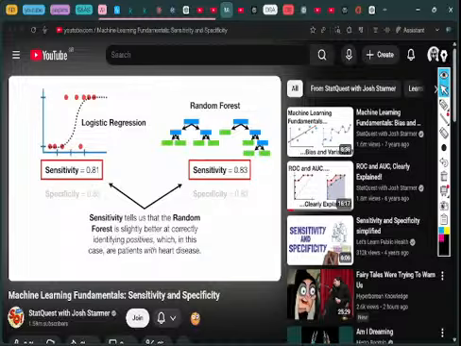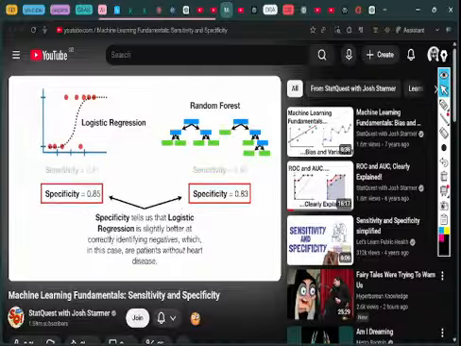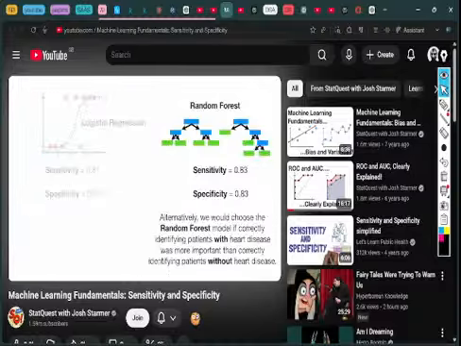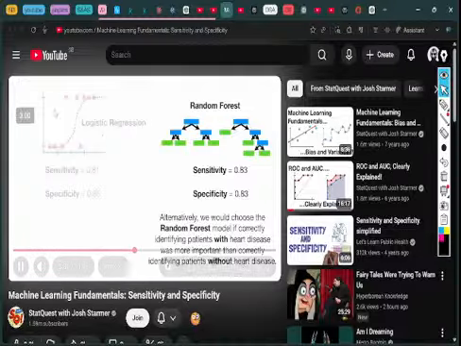Sensitivity tells us that the random forest is slightly better at correctly identifying positives, which, in this case, are patients with heart disease. Specificity tells us that logistic regression is slightly better at correctly identifying negatives, which, in this case, are patients without heart disease. We would choose the logistic regression model if correctly identifying patients without heart disease was more important than correctly identifying patients with heart disease. Alternatively, we would choose the random forest model if correctly identifying patients with heart disease was more important than correctly identifying patients without heart disease. Bam.